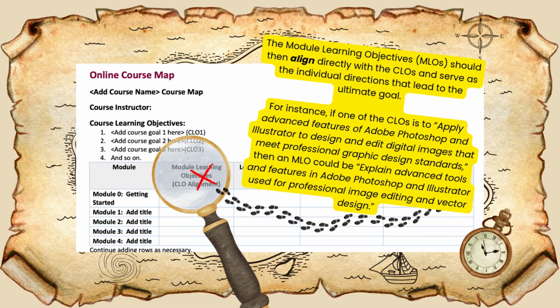So, for example, if one of the CLOs is to apply advanced features of Adobe Photoshop and Illustrator to design and edit digital images, and so on, then an MLO could be to explain advanced tools and features in Adobe Photoshop and Illustrator. It's a foundational activity or action that you can measure that specifically supports this course learning objective.